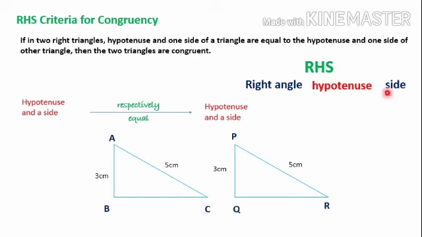And third one is side. Here the side AB and PQ are equal. AB is 3 centimeter and PQ also 3 centimeter. So by using RHS criterion, we can say that these two triangles are congruent.